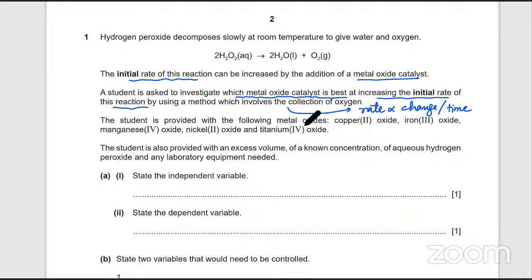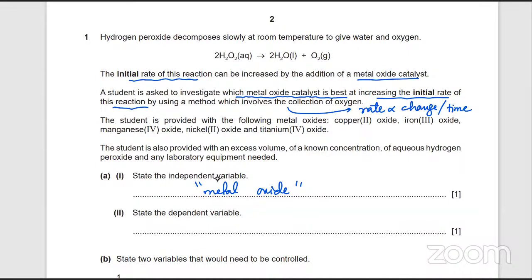Now the student is provided with the following metal oxides: copper 2 oxide, iron 3 oxide, manganese 4 oxide, nickel 2 oxide, titanium 4 oxide. So state the independent variable. The independent variable is the metal oxide. You're going to choose the metal oxide, and so that's your independent variable.